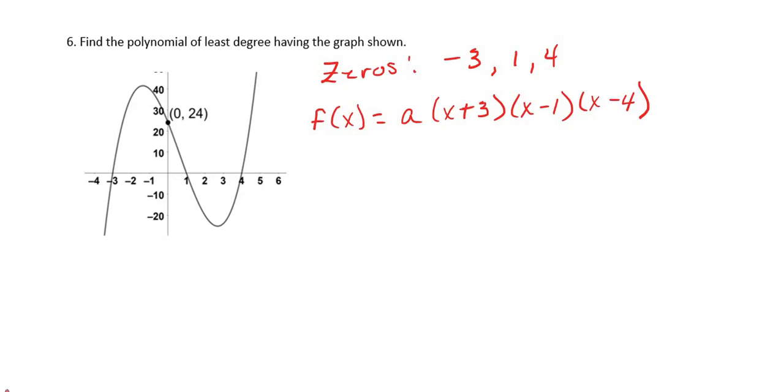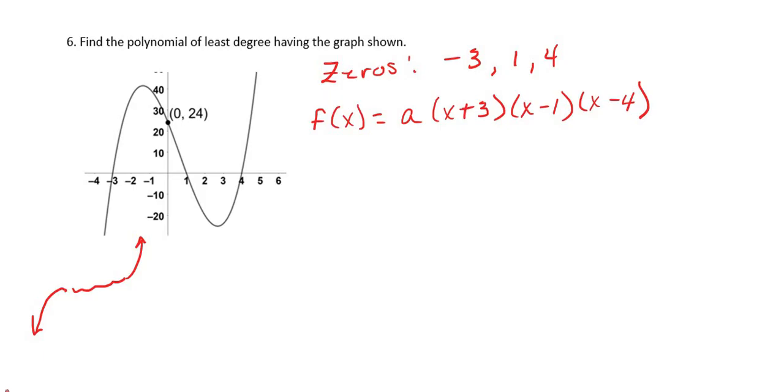I do want to remind you that if I have a graph that's shaped like I have, sort of like this, then I know that the degree has to be odd. And the least degree here would indicate that each zero has a multiplicity of 1.